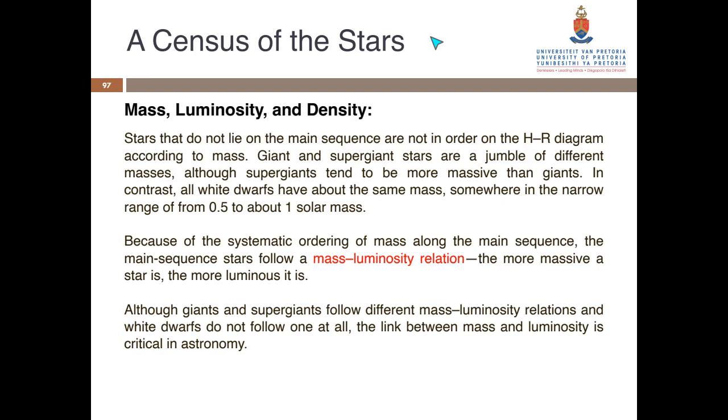The more massive a star is, the more luminous it is. Although giants and supergiants follow different mass-luminosity relations and white dwarfs do not follow one at all, the link between mass and luminosity is critical in astronomy.